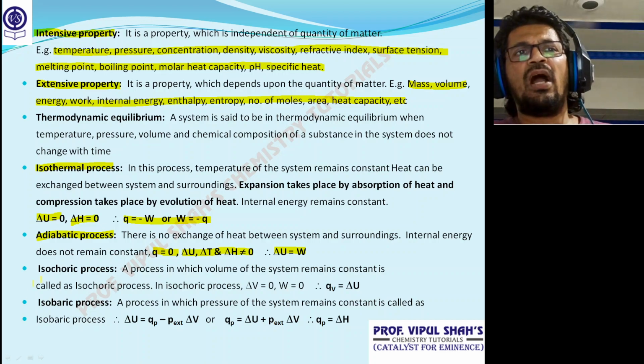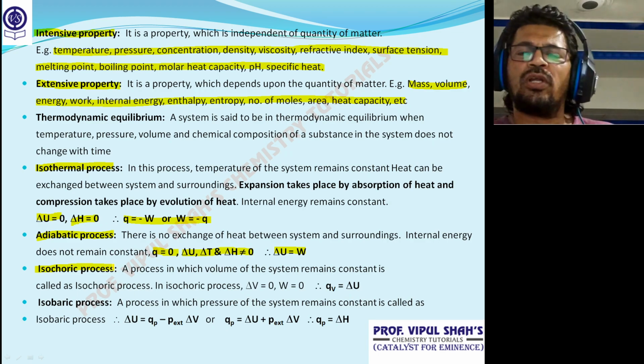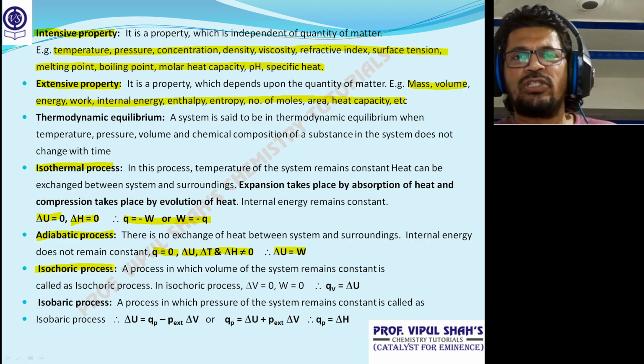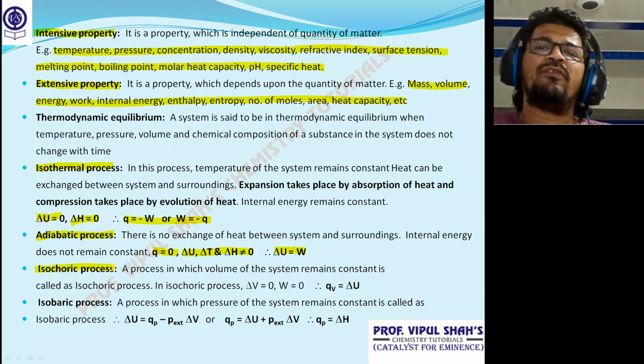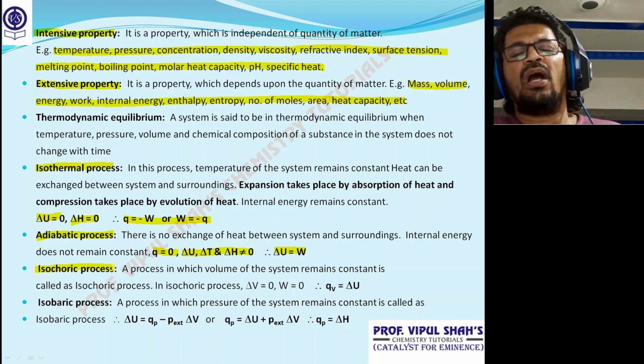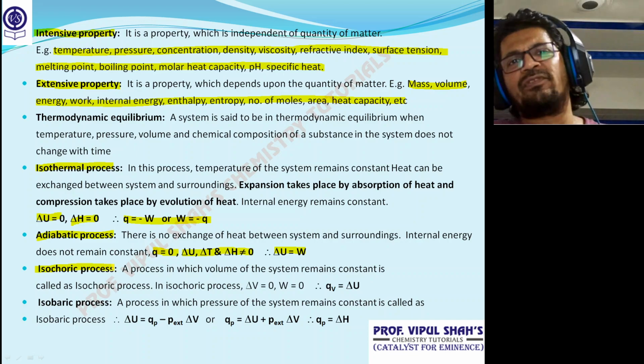Then isochoric process. What is the meaning of the word isochoric? Isochore means volume remains constant. Basically in a closed vessel where the volume remains constant, such processes are called isochoric processes, where the variable delta V is 0. How can work done be 0? Work done is 0, because we will see this now after the first law.